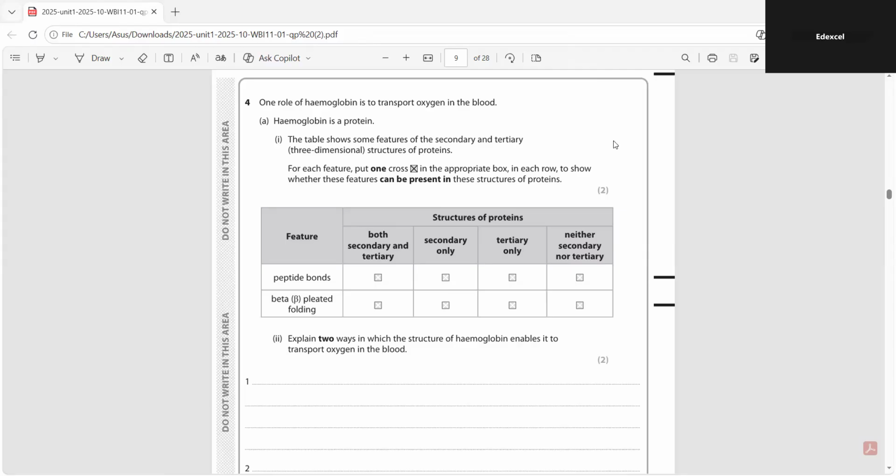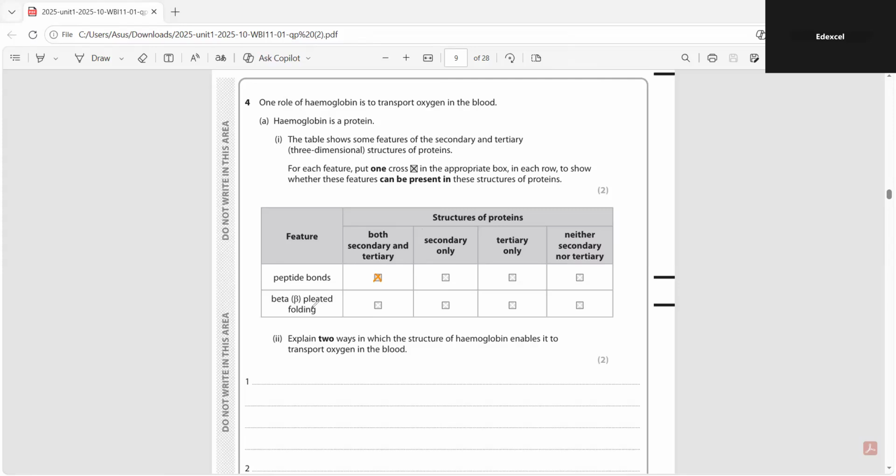So let's see the fourth question. One role of hemoglobin is to transport oxygen in the blood. Hemoglobin is a protein. The table shows some features of the secondary and tertiary structures of proteins. For each, you have to put the cross. So peptide bonds are found in all proteins. So both the secondary and tertiary are found in proteins, right? So you have to put cross in the first part.